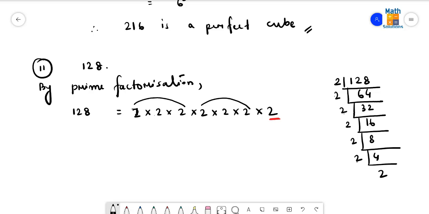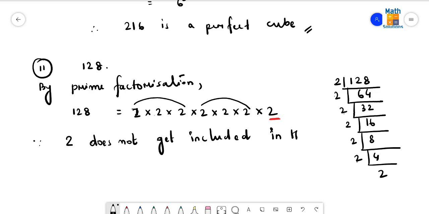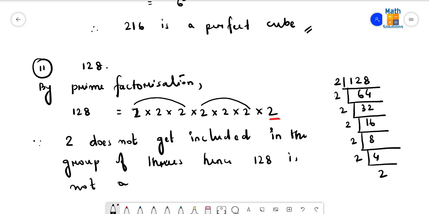Since 2 does not get included in the group of threes, hence 128 is not a perfect square. It is not a perfect square.